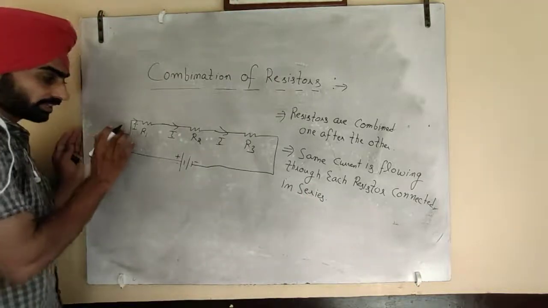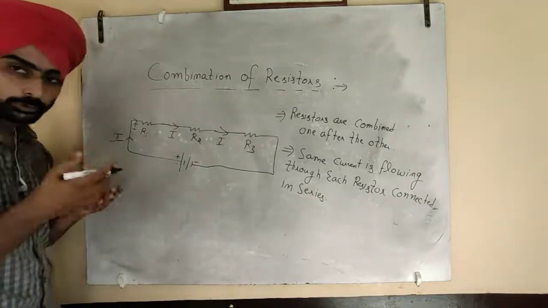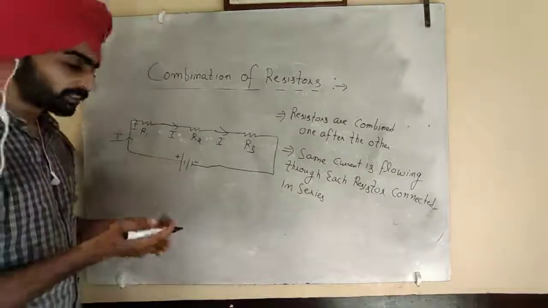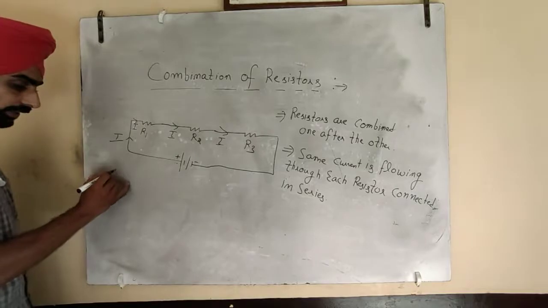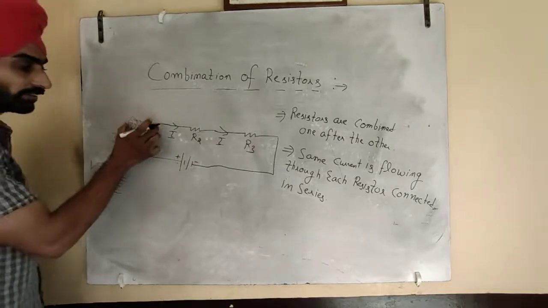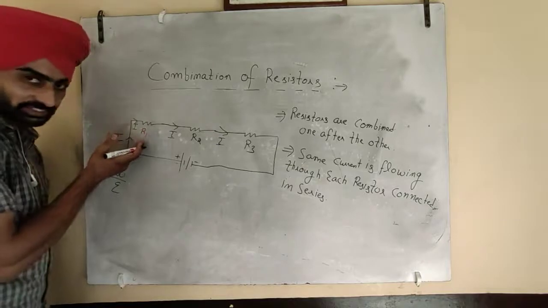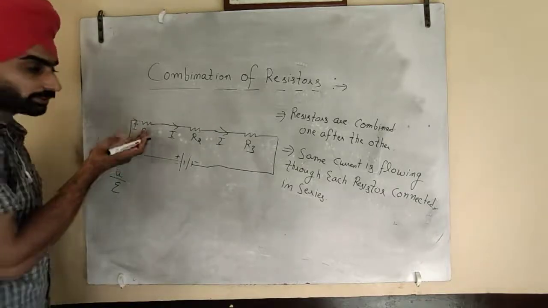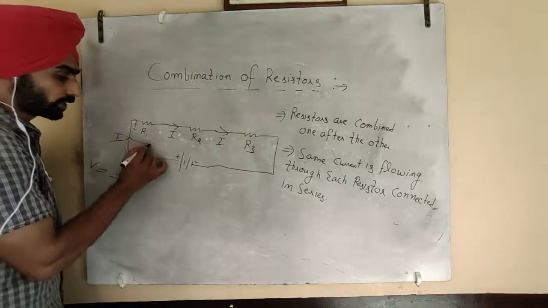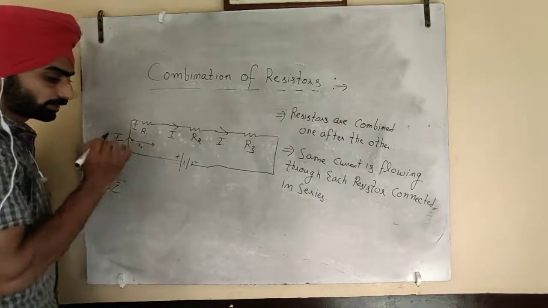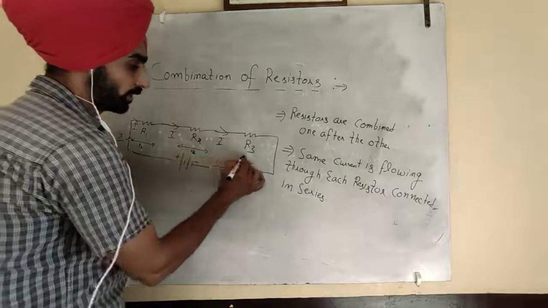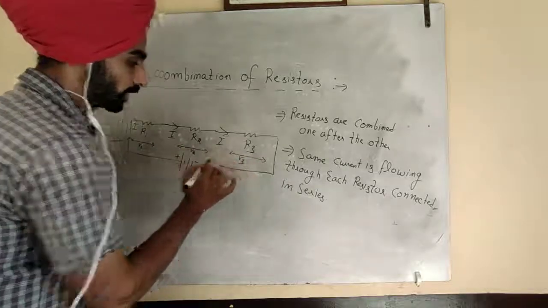R1 is the resistance, I is the current, so we have to do some work in order to move the charges. So what is that work done? Work done in order to move some charges, that is potential. So this will have different potential because its resistance is different, so work done will be different. V1 is the potential across R1, V2 is the potential across R2, and V3 is the potential across R3.